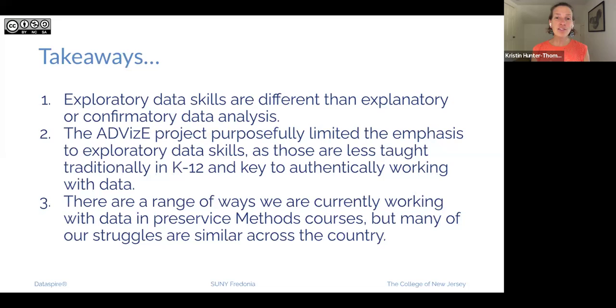There's our caveat. There are a range of ways that we are currently working with data in pre-service methods classes, but many of our struggles and successes are similar across the country. So that is a nice, oh, it's not just me, it's not just my pre-service teachers. This is something we are seeing across the country, across many pre-service teachers, and it's not their fault. But how can we address that and support that before we send them off into the classroom to teach our future students?